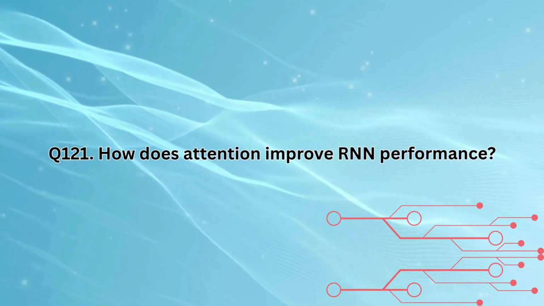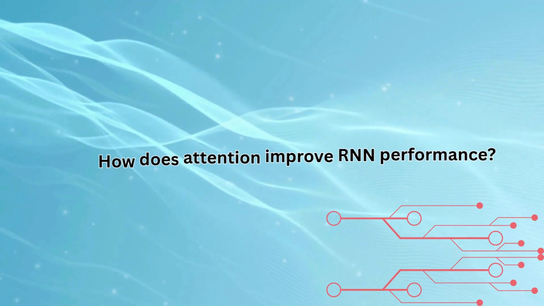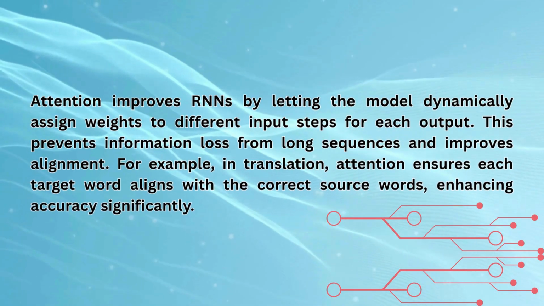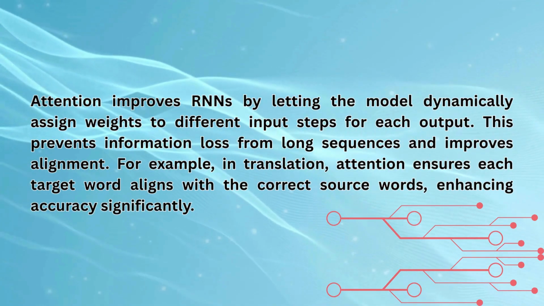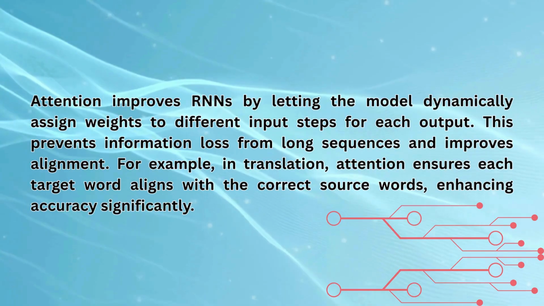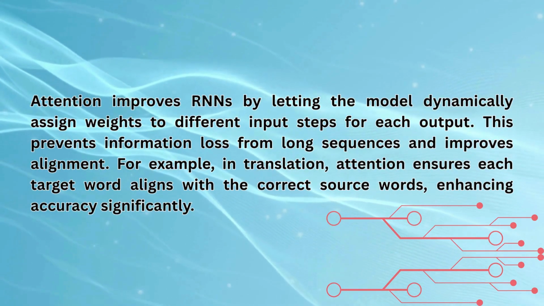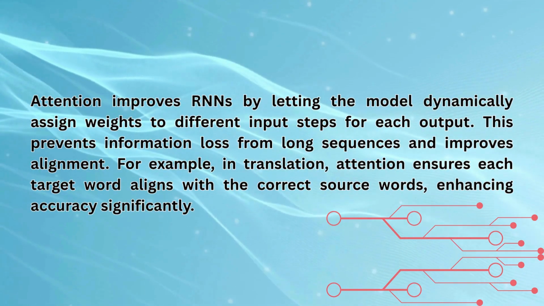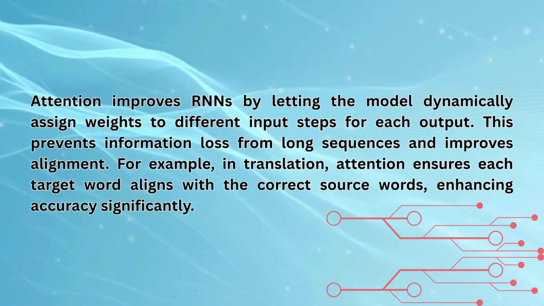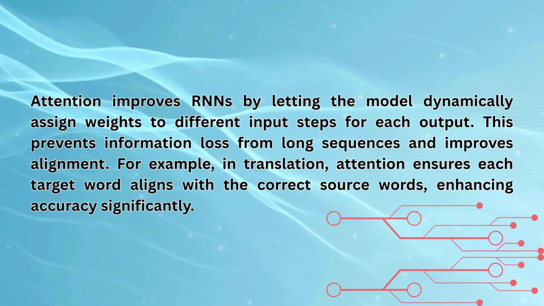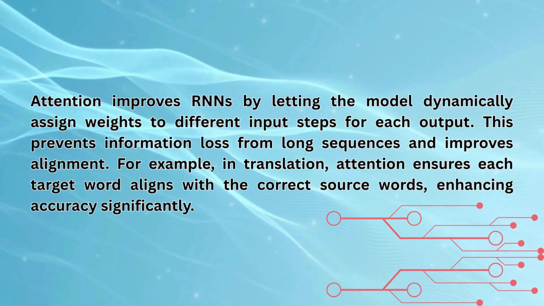How does attention improve RNN performance? Attention improves RNNs by letting the model dynamically assign weights to different input steps for each output. This prevents information loss from long sequences and improves alignment. For example, in translation, attention ensures each target word aligns with the correct source words, enhancing accuracy significantly.